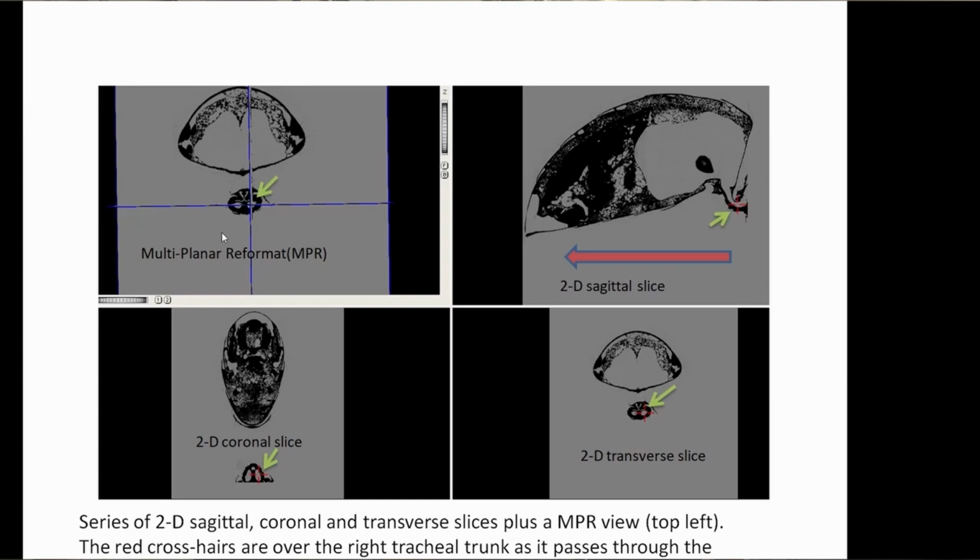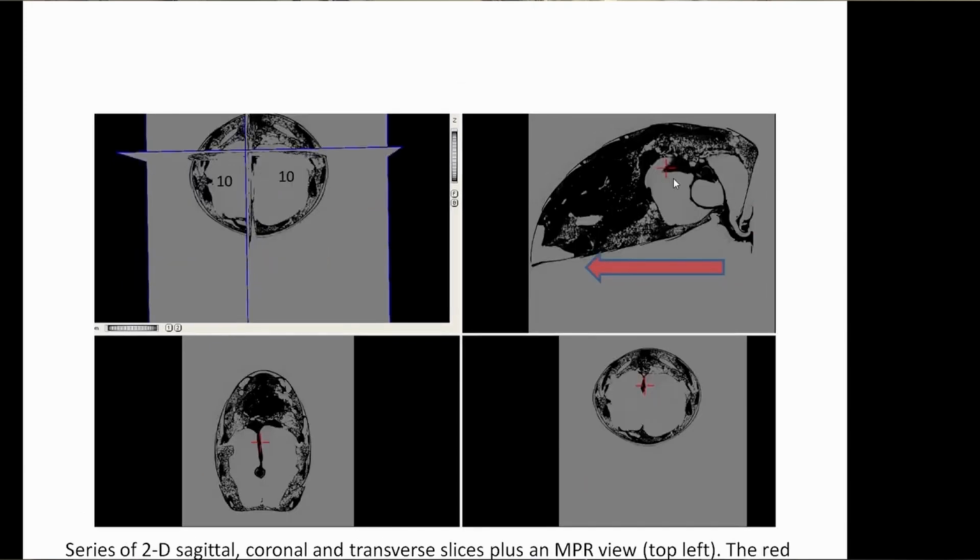By using a combination of the three sagittal, transverse and coronal views in some software like Dissect and the multiplanar format, you can follow along any particular tracheal vessel or any particular sac and see basically where it goes.